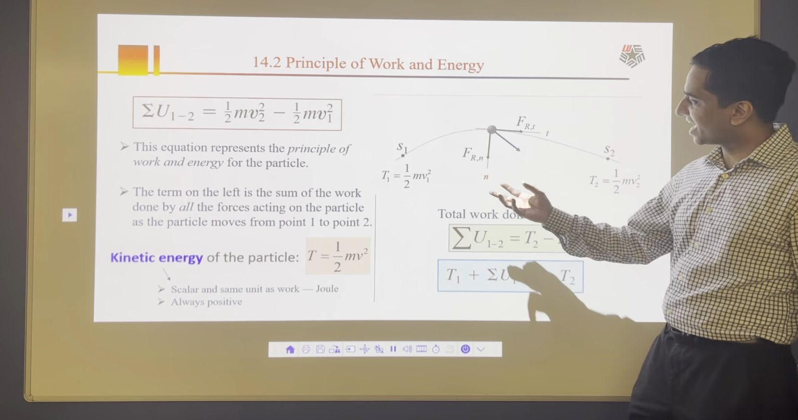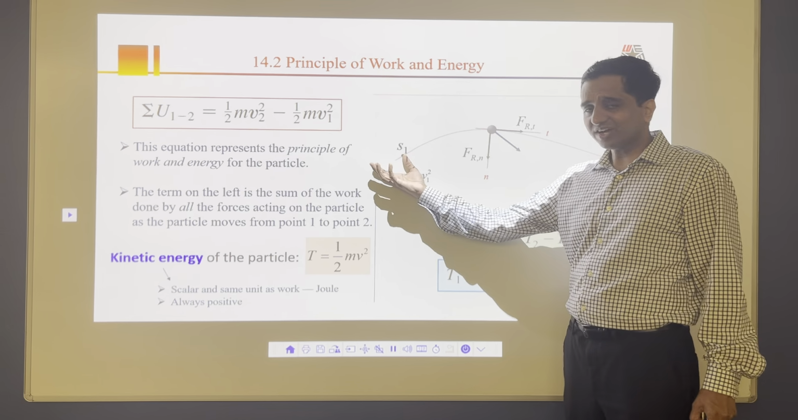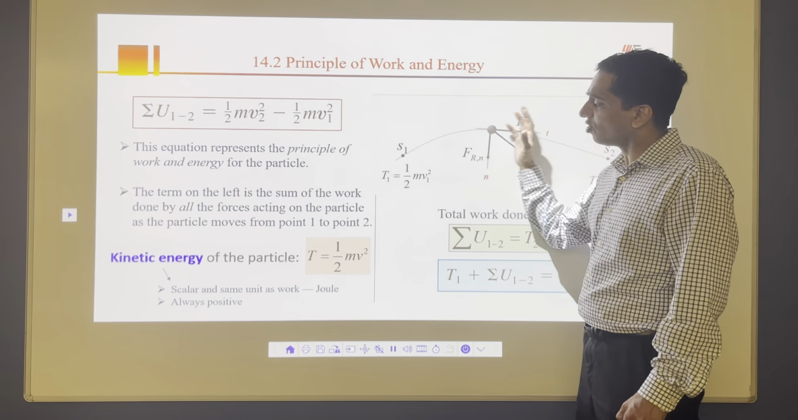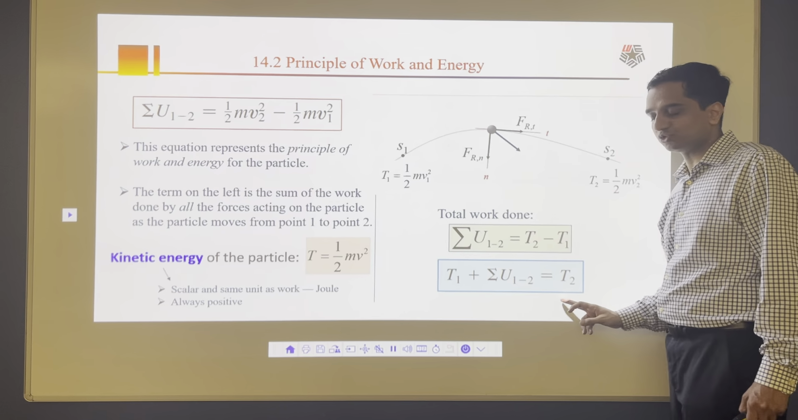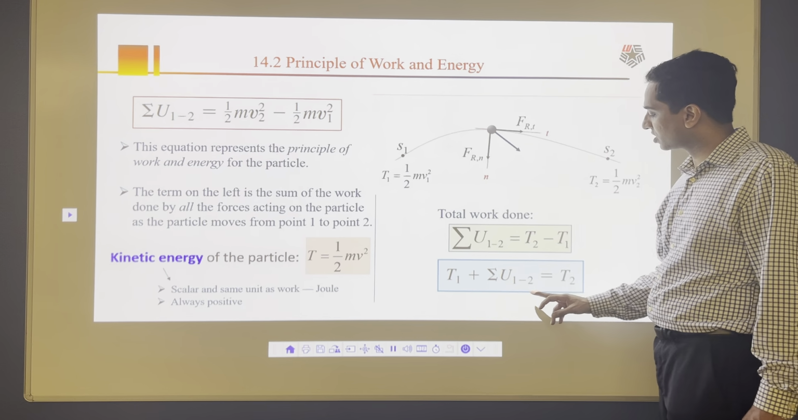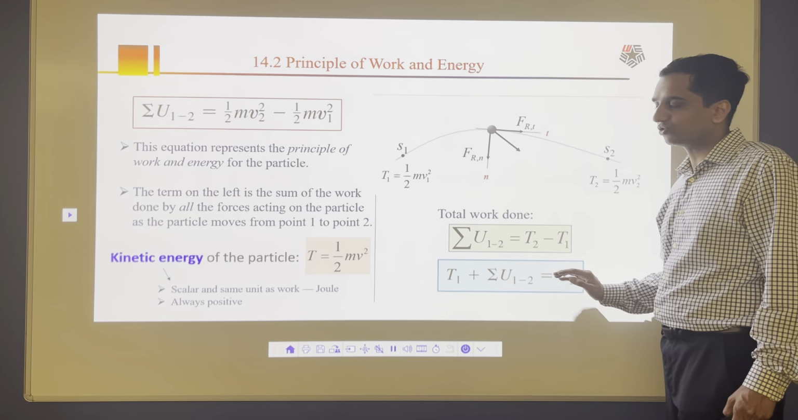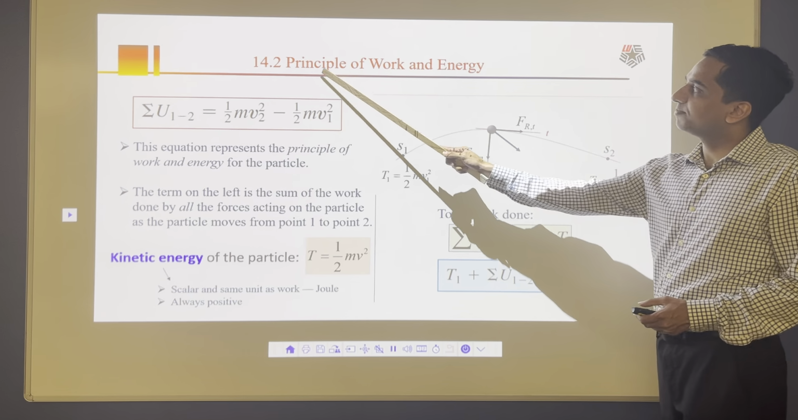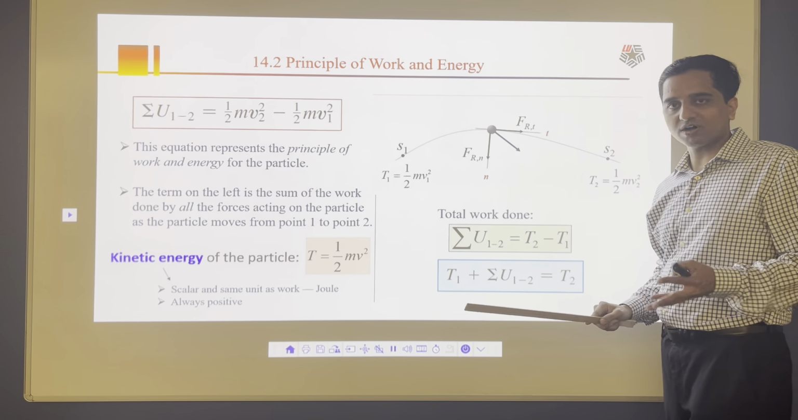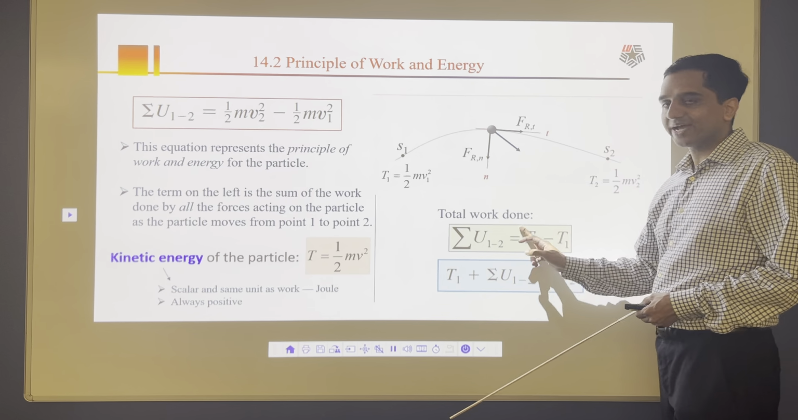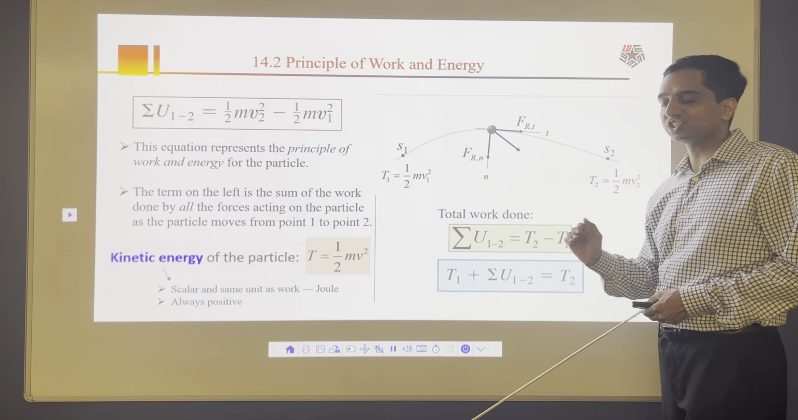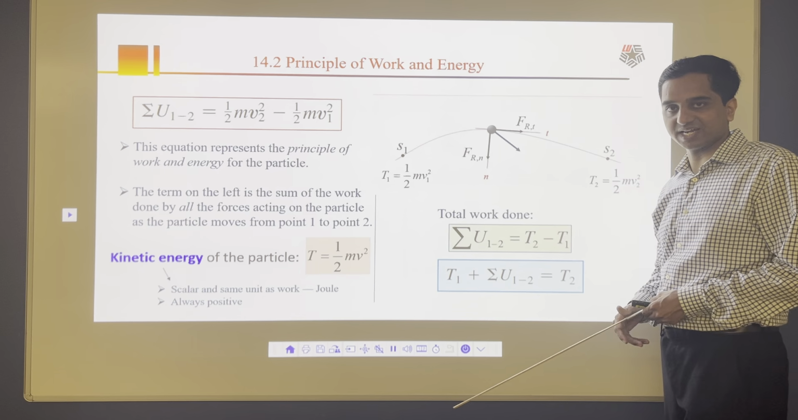You can look at it as you have initial kinetic energy, you add a whole lot of work done, and now you reach final kinetic energy T2. That's T1 plus total work done is equal to T2. That's what you get here. And that's your principle of work and energy, or simply put, the relationship between work and energy. Here in this case, the relationship between work and kinetic energy.